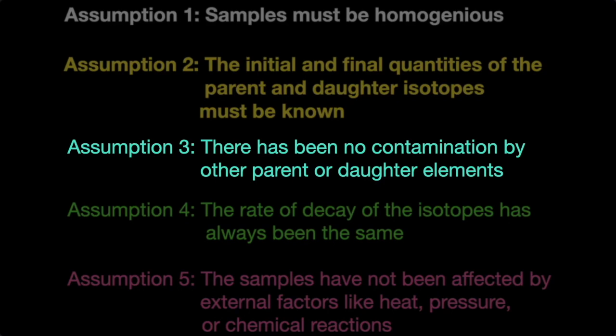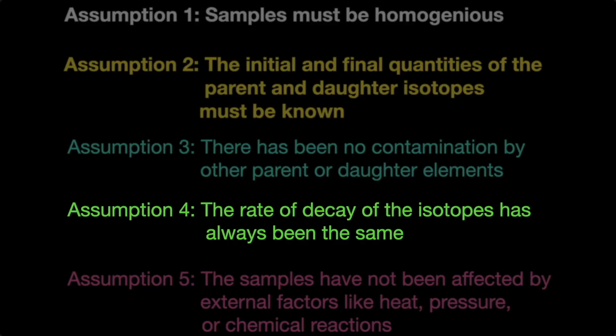Assumption 3. There's been no contamination by other parent or daughter elements. But not only do uranium and lead migrate, as Faul pointed out, but some elements important for dating, like argon, move very quickly and easily. Again, believers find ways to convince themselves that they have the problem under control.